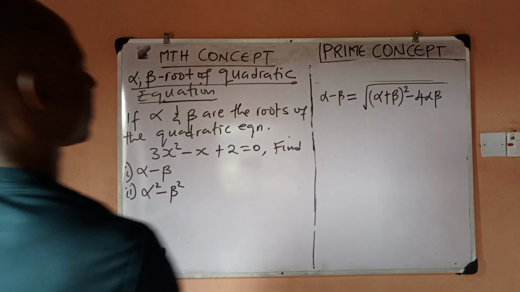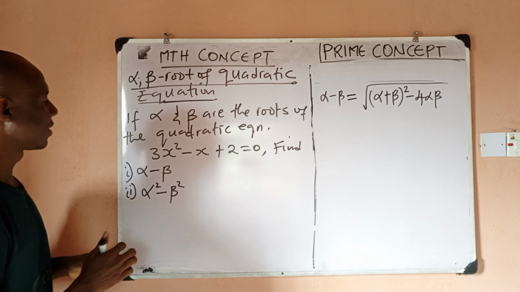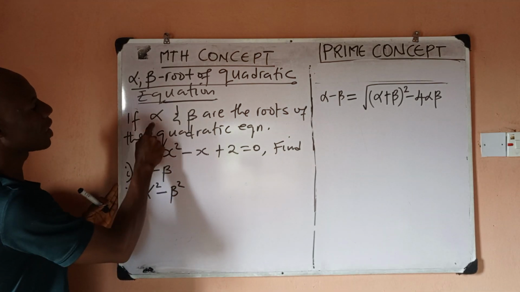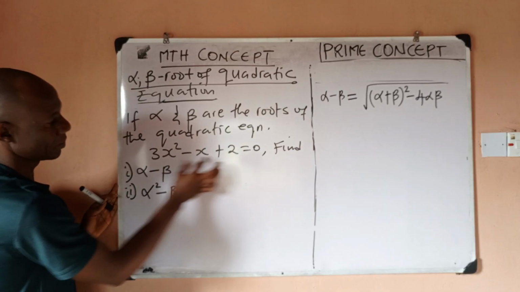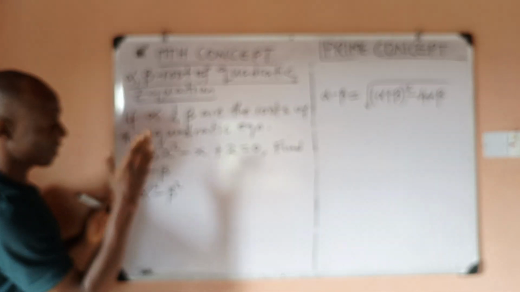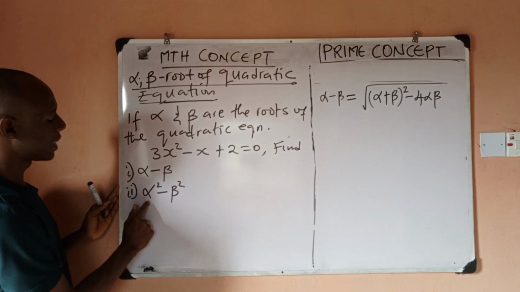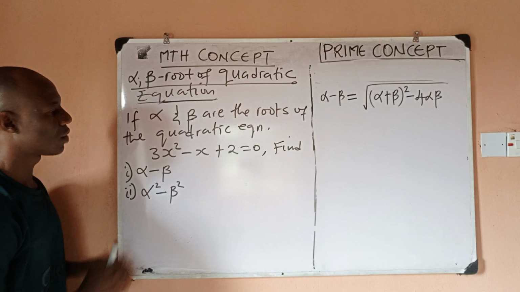All right, now I want to see how we can solve this as an example to buttress this formula. Now we have, if alpha and beta are the roots of the quadratic equation this, find alpha minus beta. Very straightforward. We have the formula glaring. Then find alpha squared minus beta squared. So this we have not derived, but you would see how simple it is.